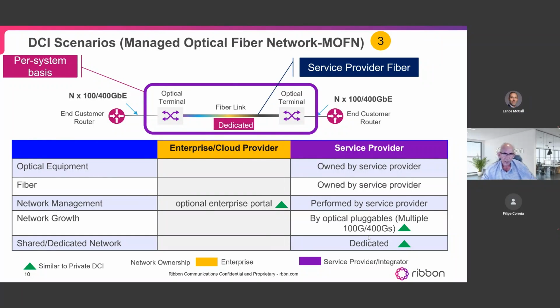So again, you'll see the little green triangles. I wanted to show some of the attributes that are similar to a private DCI. So even though it's managed by the service provider, it's giving you some of those same attributes as a private build, such as the way it's grown, it's dedicated, and there is some management that can be done by the enterprise cloud provider. So it's a nice hybrid mix of both models, which is why it's very attractive.